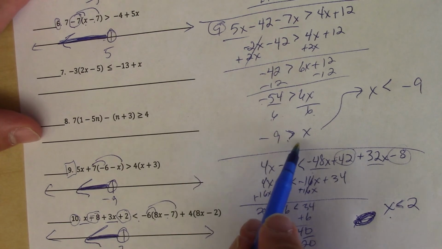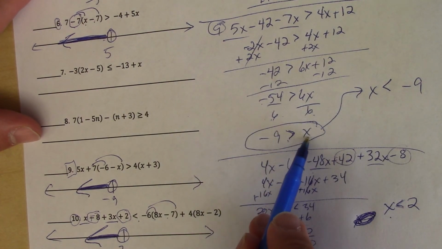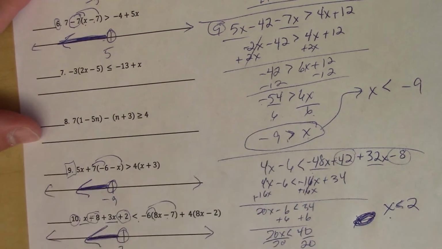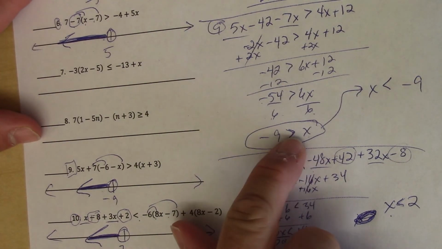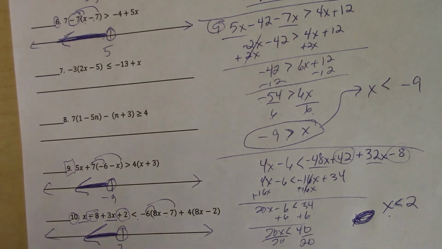Or again, you don't have to rewrite it. You can leave it like that. That's the answer. And just remember that when x is on the right side, I go the opposite direction of the arrow. Okay? Because x is less than negative 9. That's how you would read that. Okay? All right, so that's that.